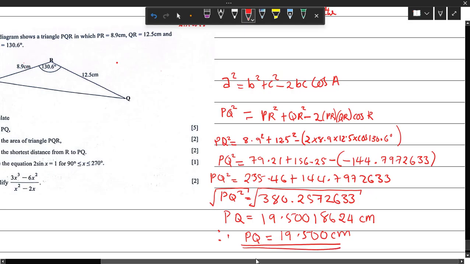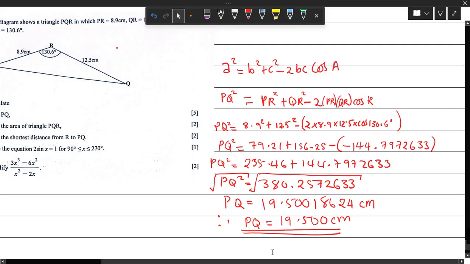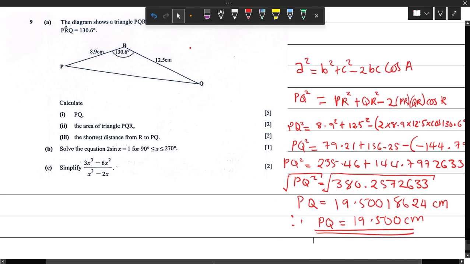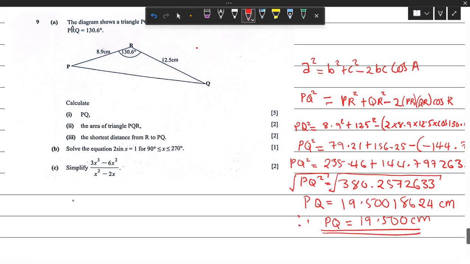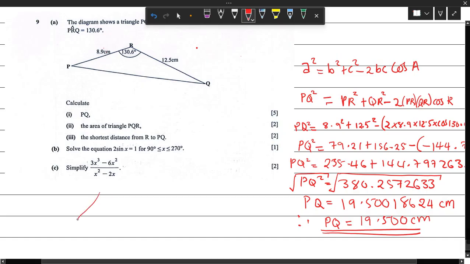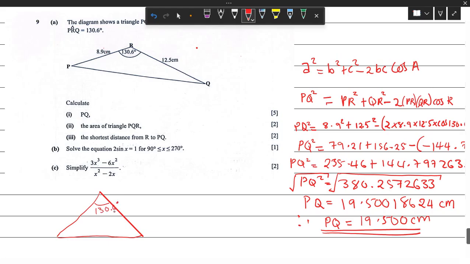Okay, so this is how you can calculate, guys. Okay, so let's move on to our next part. So our next part is to calculate the shortest distance from R to PQ. So how do you get this? So I will redraw the triangle. So you have this triangle, excuse my bad drawing. Then there is 130.6 degrees. So they want us to calculate this distance.